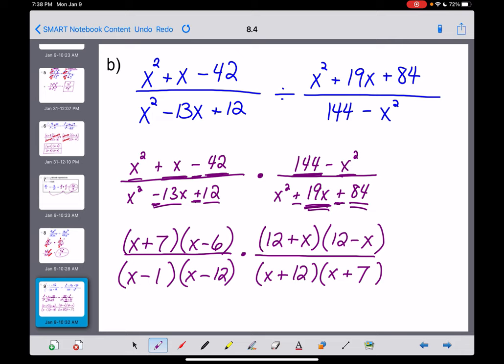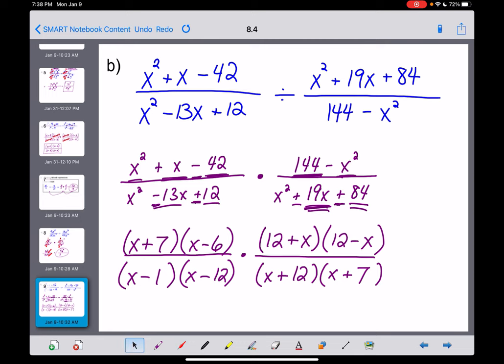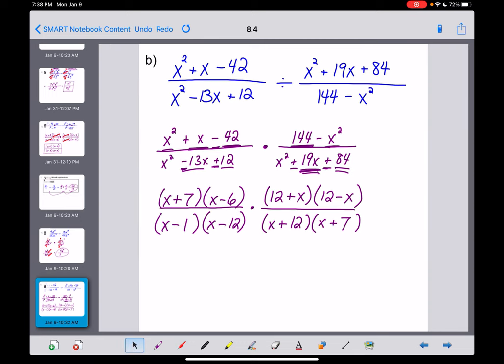All right, guys, what happens then? Now that we've done all of our factoring, we're now looking for identical factors, top and bottom, that can be canceled out. So what do we see? An x plus 7 on the top cancels with an x plus 7 on the bottom. This one's a little tricky. 12 plus x in the numerator and x plus 12 in the denominator. Guys, the order of addition doesn't matter. So 12 plus x and x plus 12 are exactly the same thing. They cancel each other out.